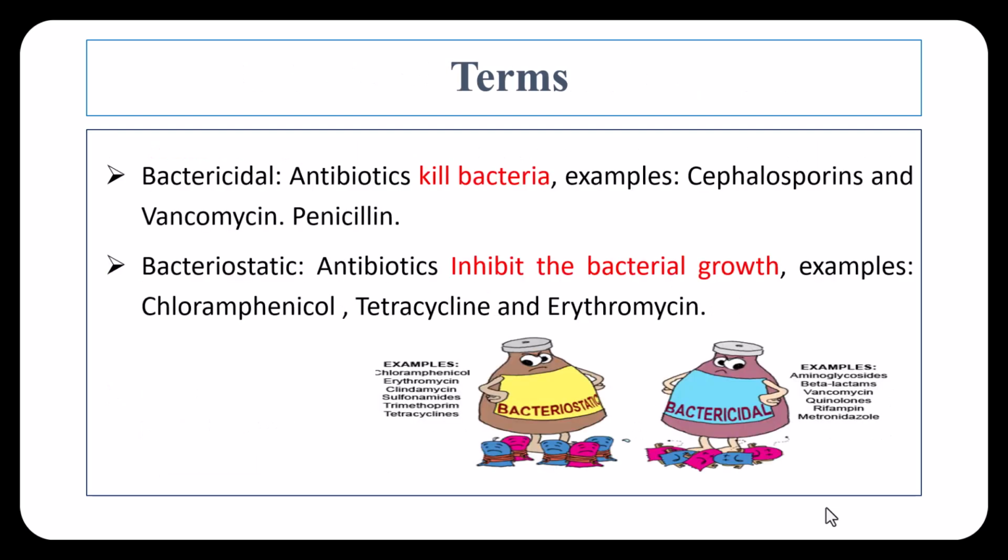And before I explain the method of this test, there are some important terms such as bactericidal, that means the antibiotic directly kills bacteria, for example penicillin, vancomycin, whereas bacteriostatic is the agent that doesn't kill bacteria but just inhibits their growth. It means they stop the growth of the bacteria, such as tetracycline.